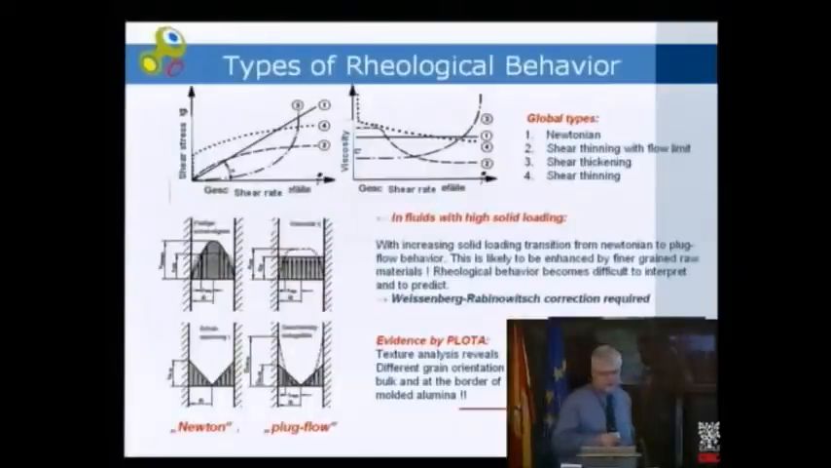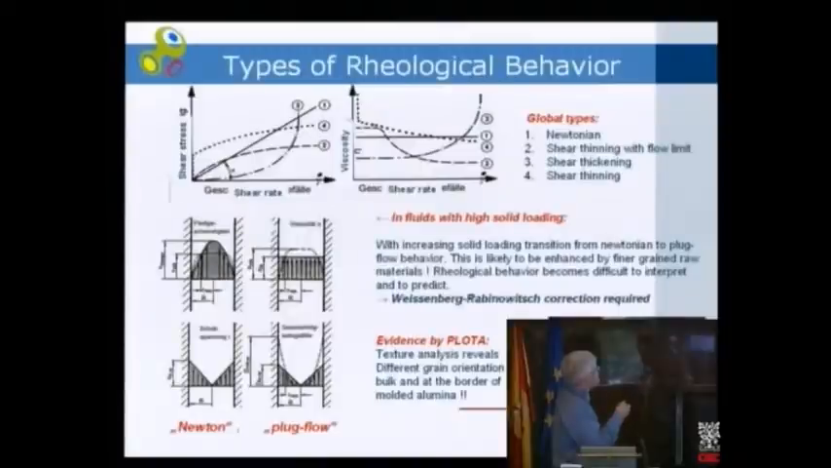So we can define different kinds of rheological behaviors. The ideal one is the Newtonian one, which is number 1 here. Here you have a linear behavior. The shear stress rises linearly with the shear rate. When you have a shear thinning behavior, then you have a curve like this. So with high shear rate, the shear stress does not rise in the same ratio. If you have shear thickening, you have the opposite behavior. The viscosity rises strongly with high shear stress, and then shear thinning is something similar to shear thinning with flow limit. And we also have other properties which are interesting.